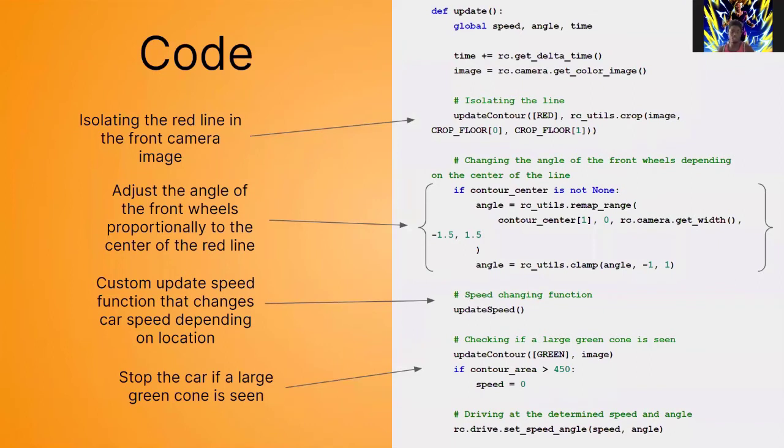Here's a snippet of our code. We first isolated the red line from the front color camera, and found the center of it. Depending on the value of the center of the red line in relation to the center of the car, we adjusted the front wheels for the red line to be in the center. We also have to adjust the speed depending on where the car is on the track. For example, if it goes down the ramp too fast, it might fly off. We have an update speed function for this. Finally, if we see a large green cone in the camera, we will stop the car.